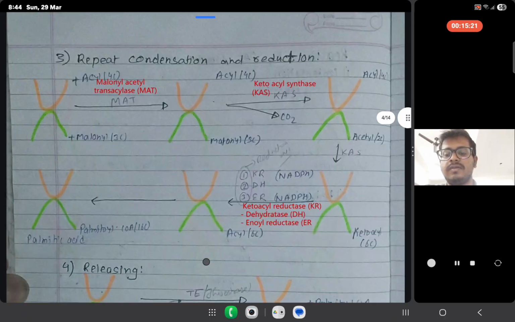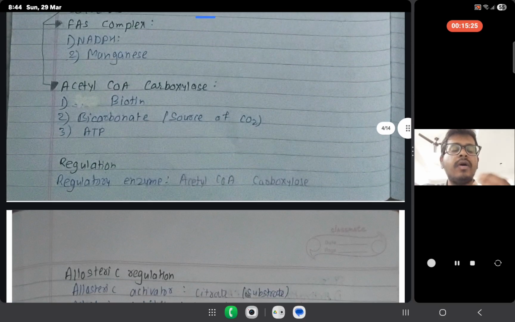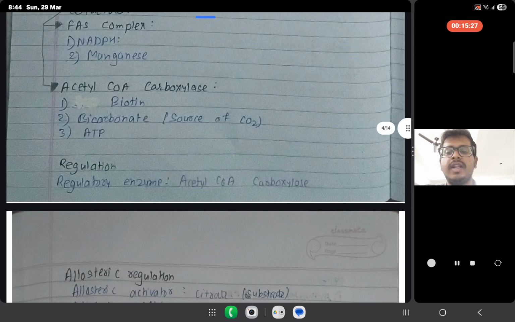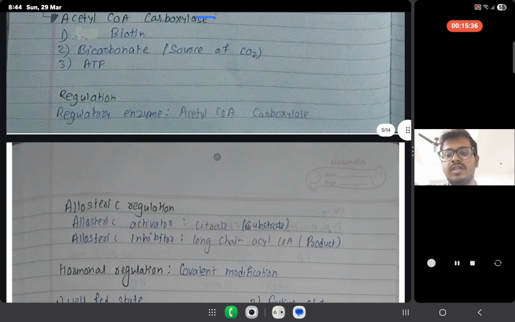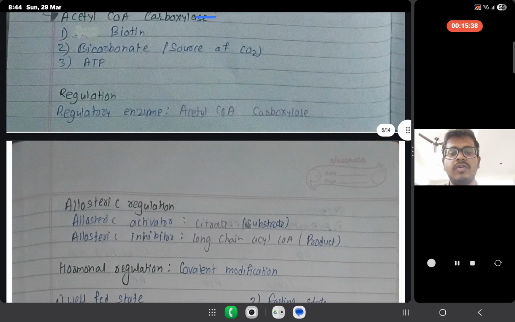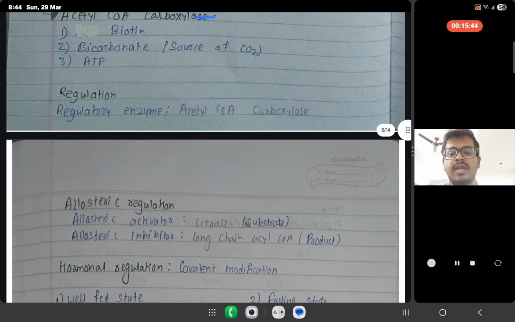So we will see, biotin is required, and bicarbonate for CO2. How will CO2 come? It will come from bicarbonate, and the third is ATP. What are the things required in the second step? That is acetyl coenzyme A carboxylase, biotin, bicarbonate and ATP. The regulatory enzyme is acetyl coenzyme A carboxylase. In the second step we have talked about acetyl coenzyme A carboxylase.